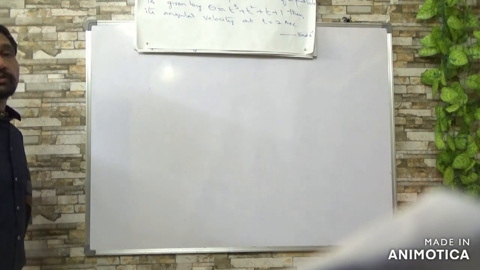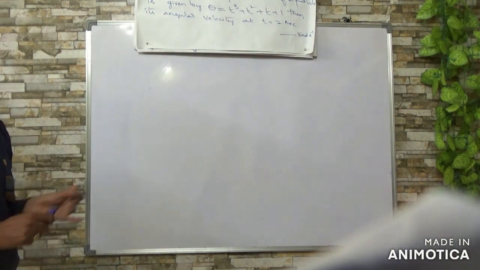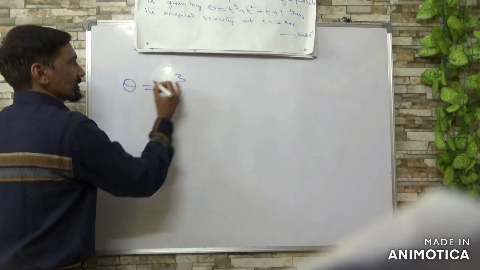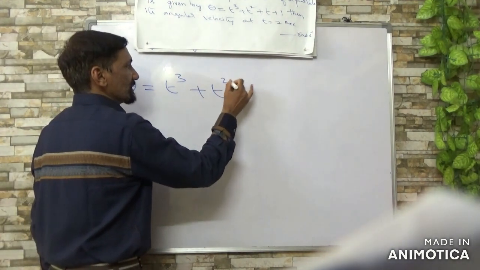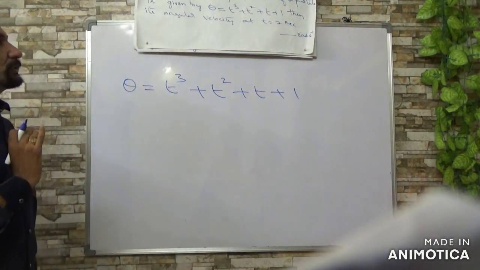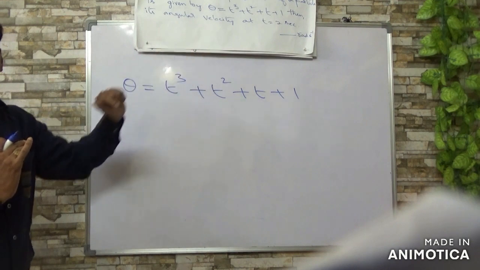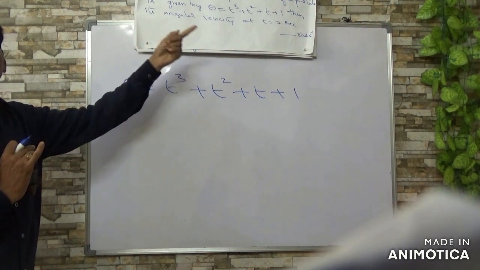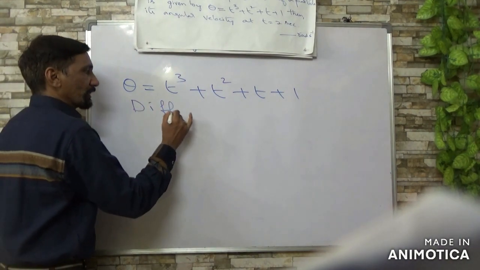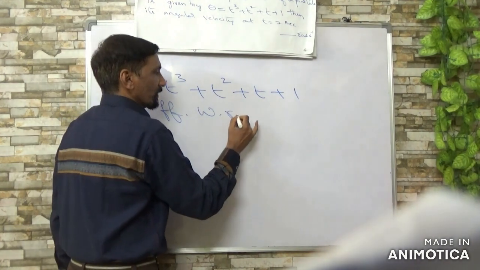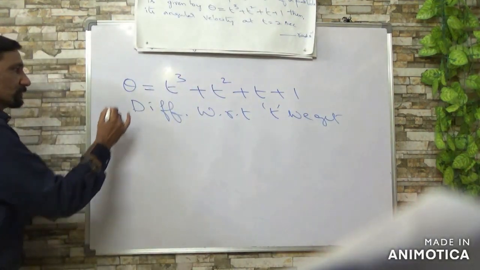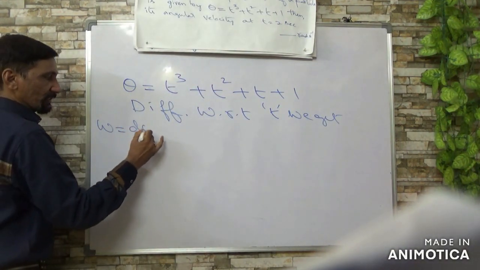In this problem, you are given angular displacement. The angular displacement of the body is given as t cube plus t square plus t plus 1, and you want to find angular velocity. You are given angular displacement, you want to find angular velocity. How? By differentiating this function with respect to t, we get angular velocity.